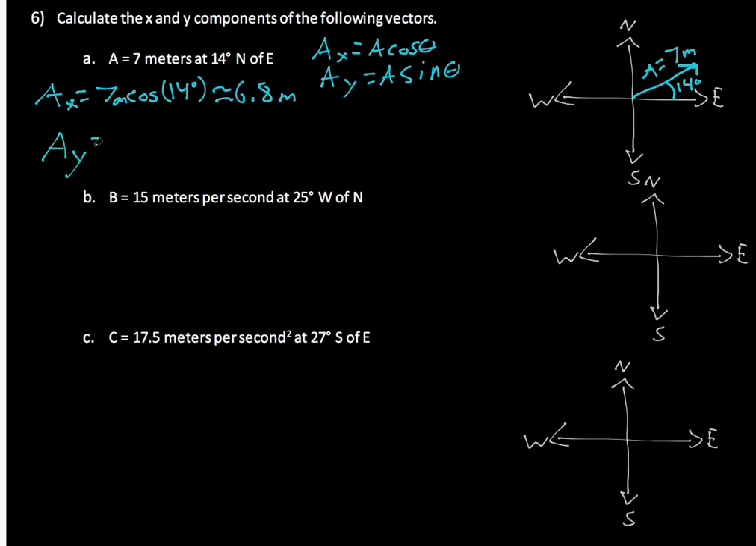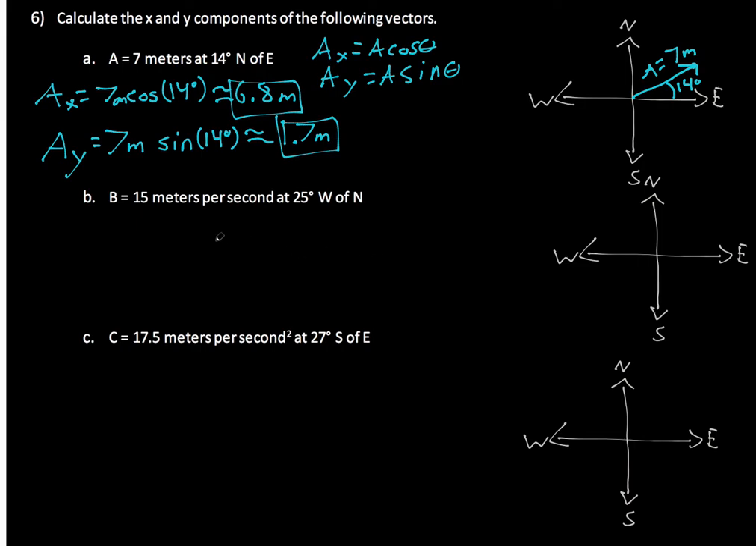So the y component, same process, magnitude of our vector times the cosine of the angle. Gotta catch myself here, sine, because we're doing the y component now. Sine of our angle. Let's see what I get for that. 7 times sine of 14 degrees. I get about 1.69, let's call it 1.7 meters. So those are our x and y components for this first example.